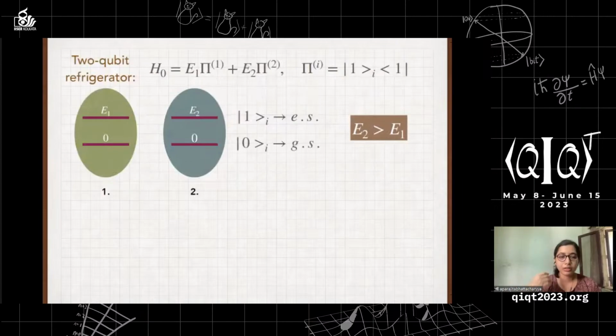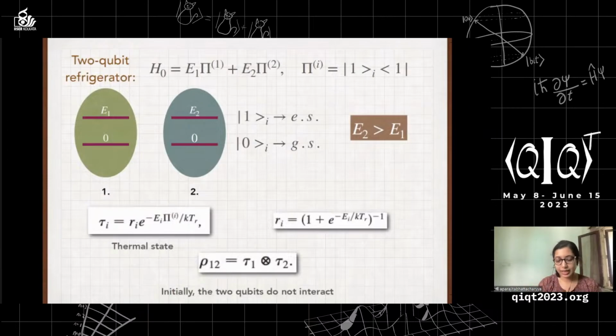Suppose there are two qubits, qubit 1 and qubit 2. Qubit 1 is the object to be cooled, and qubit 2 is the qubit which helps in the refrigeration process. This is the Hamiltonian of the system, E1 Π1 plus E2 Π2, where Πi is |1⟩⟨1|. So the ground state energies of each of these qubits are 0, and the excited state energies are E1 and E2 respectively. They consider the case where E2 is greater than E1.